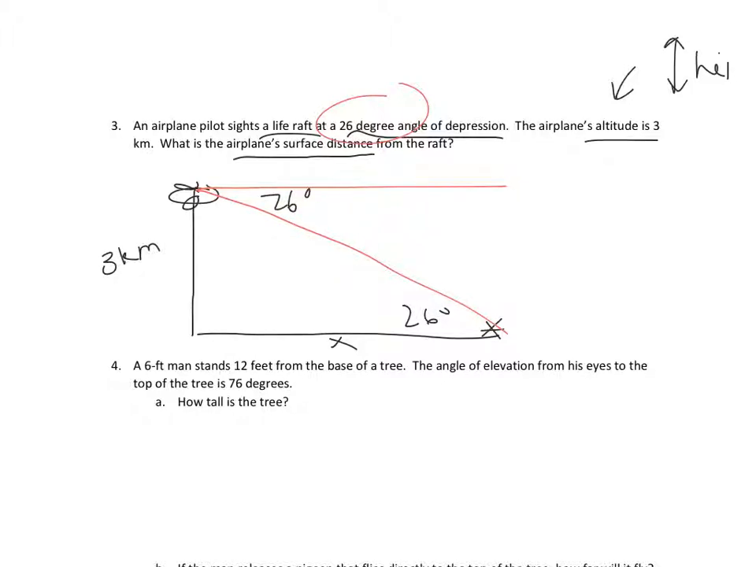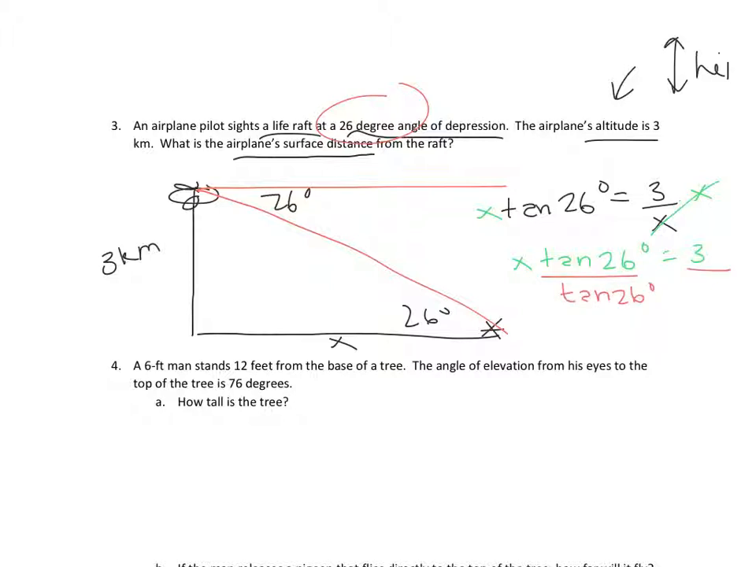So again, you're going to use tangent because you have opposite and adjacent. So you do tangent of 26 degrees equals 3 over x. And then to solve for x, you multiply both sides by x. So x tangent of 26 degrees equals 3. And your answer is going to be divide both sides by tangent of 26 in your calculator.